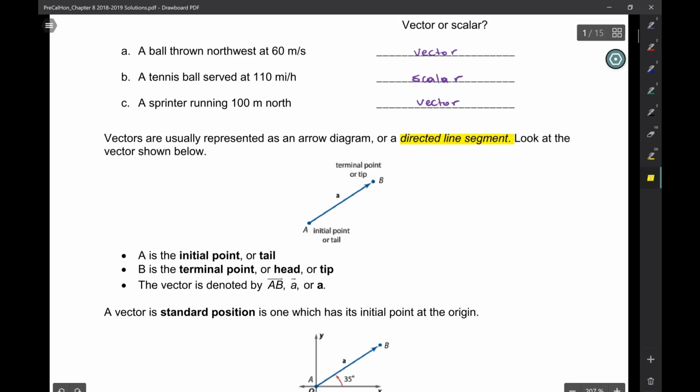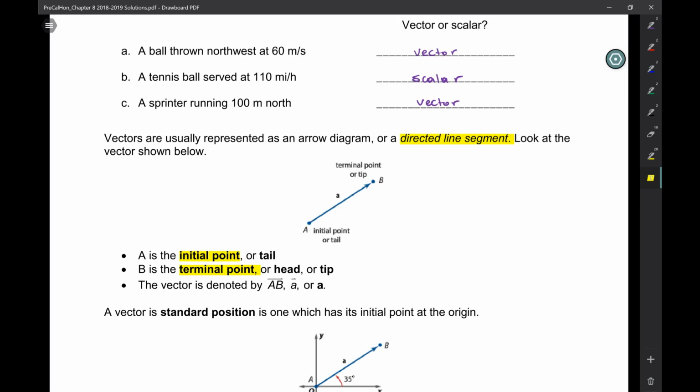Now, A is the initial point. This is where the vector originated. It's also called a tail. I like using initial point better because it's clearer. B then is the terminal point, also called the tip or the head. Again, I like initial point and terminal point. It makes it so much simpler for us. Back in the day, it was always head and tail. It gets confusing because that is kind of ambiguous.